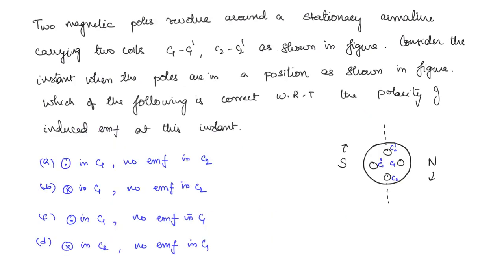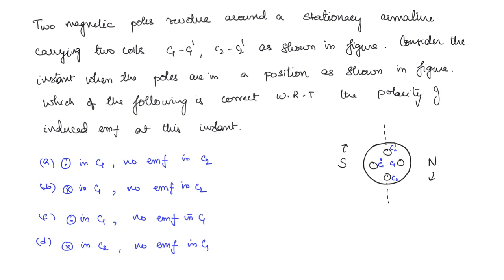Next also we have a simple and direct question. 2 magnetic poles revolve around a stationary armature carrying 2 coils C1 C1 dash, C2 C2 dash as shown in the figure. Consider the instant when the poles are in a position as shown in the figure. Which of the following is correct with respect to the polarity of the induced EMF at this instant?